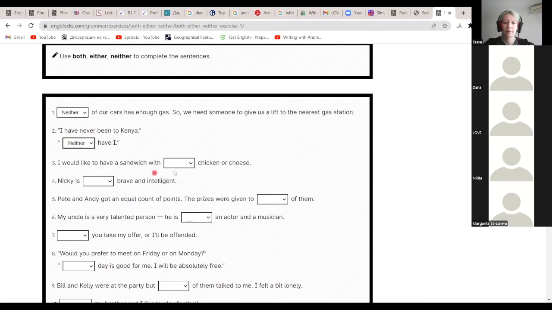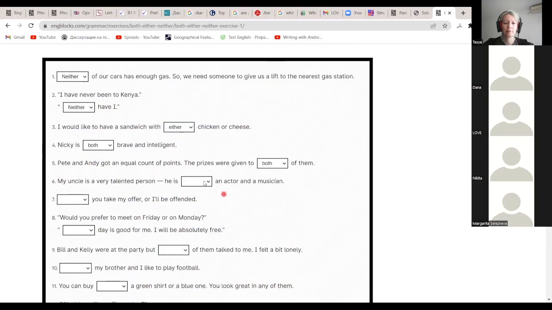I would like to have a sandwich with either. Both было бы both chicken and cheese, с обеими начинками. Здесь either, потому что либо с тем, либо с тем. Five. Pete and Andy got an equal count of points. The prizes were given to both of them. Six. My uncle is a very talented person. He is both an actor and musician.